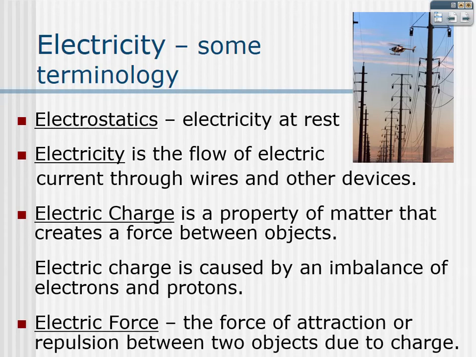And then the last one is electric force. It's just another type of force that is out there. In this case, it's a force created by the attraction and repulsion of two objects that have charge. That is the key thing there. There has to be some sort of charge involved with that.